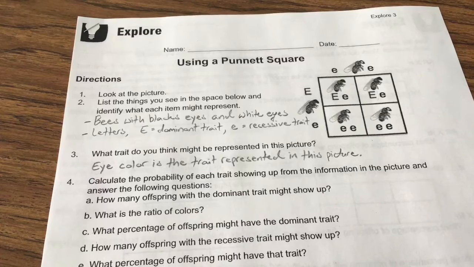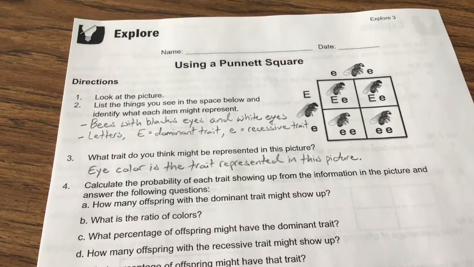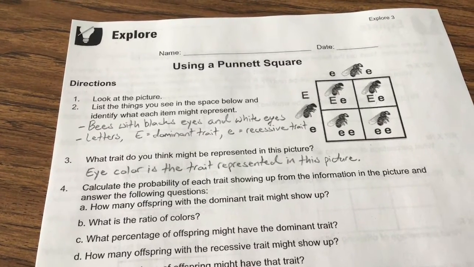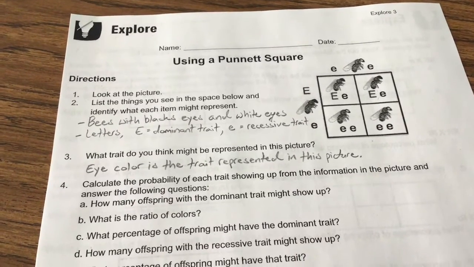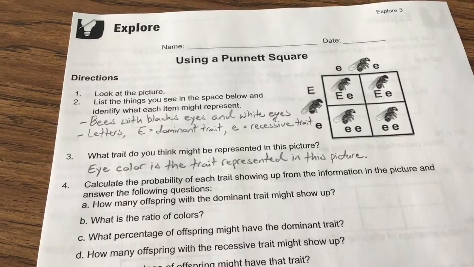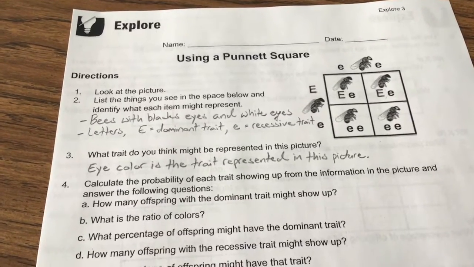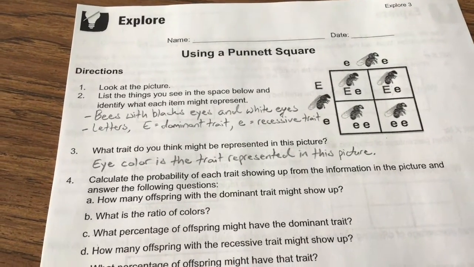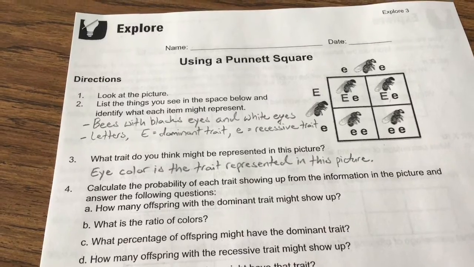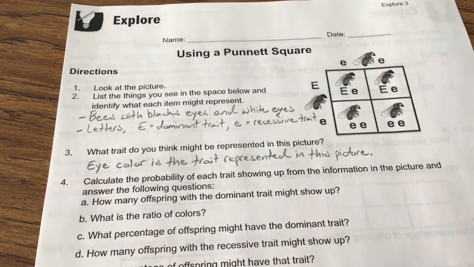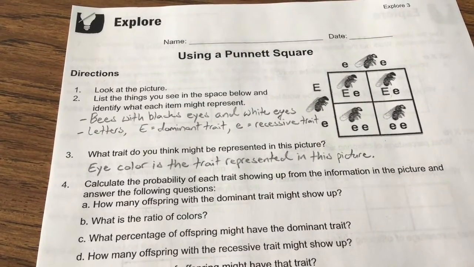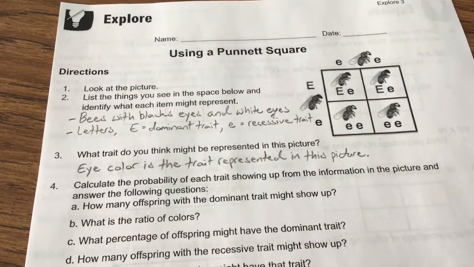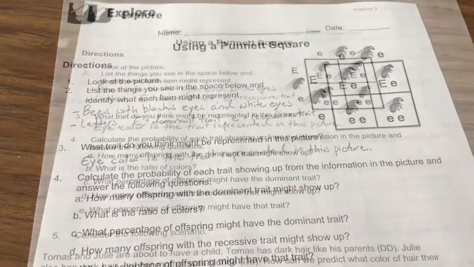Some of the things that we see are bees with black eyes and white eyes. We also see letters in the chart, and we remember that the capital letter refers to the dominant trait, and the lowercase letter refers to the recessive trait. Question number 3 says, what trait do you think might be represented in this picture? And we've already talked about that. We're obviously recognizing eye color as the trait that's represented in the picture.